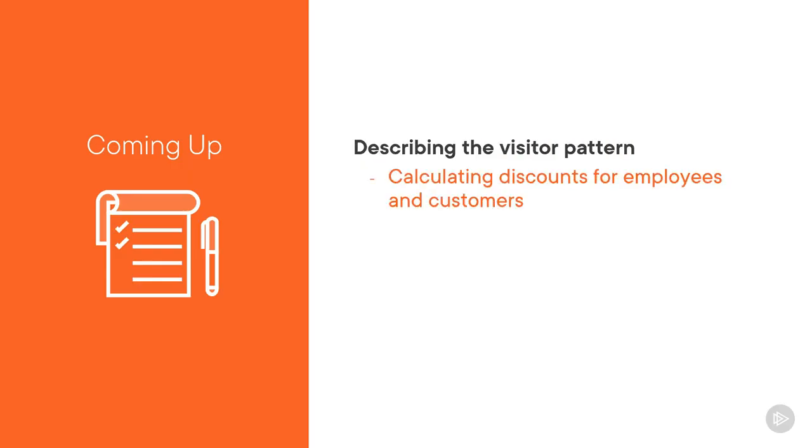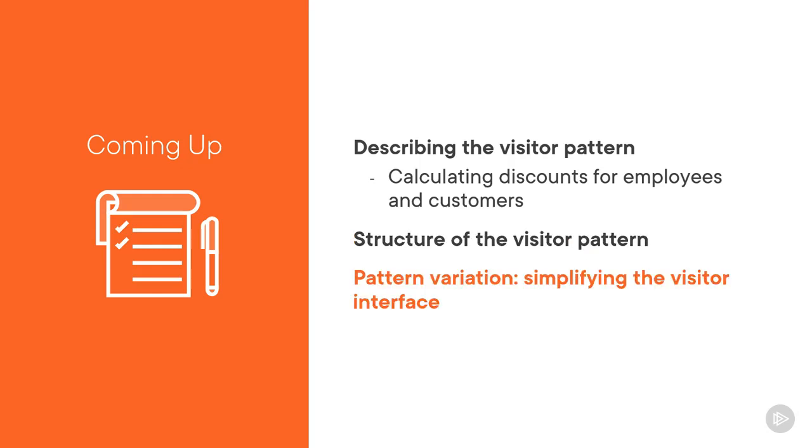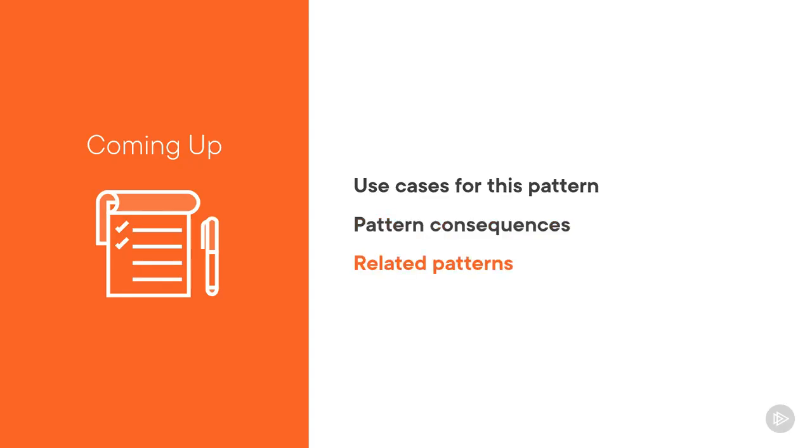We'll start by describing the visitor pattern. For that, we will use a real-life example, calculating discounts for employees and customers. After that, we will map that to a structural example and implement it in a demo. We will also implement a variation of the pattern. We'll continue with learning about use cases for the pattern and pattern consequences. We'll end the module by looking into related patterns.